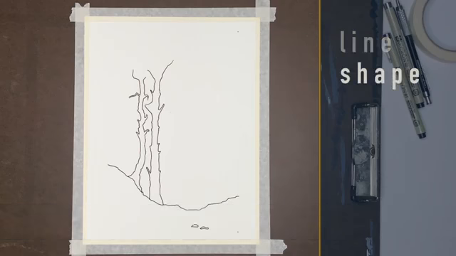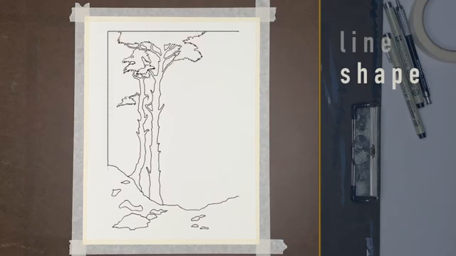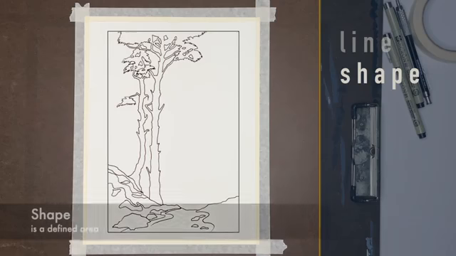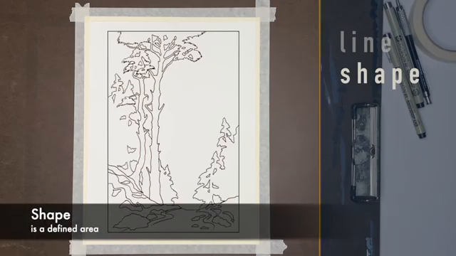Line is great by itself, but it also helps us to define areas. Defined areas are called shapes or forms. Shapes allow us to separate objects from their backgrounds. Look around. Everything you see around you is made of shapes and forms. Train yourself to see these shapes. As a side note, line is not the only element of art that can define a shape. Any element can do that.